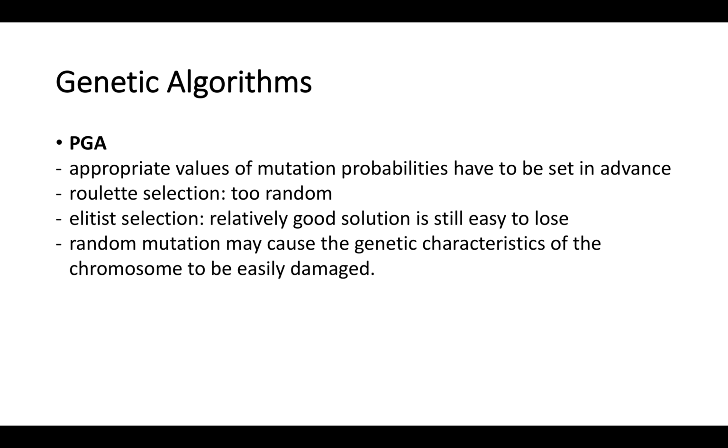However, this parthenogenetic algorithm has mutation probabilities, and appropriate values have to be set in advance, and it uses a roulette selection which is too random, and elitist selection can only prevent outstanding individuals from accidentally being eliminated in the process of replication. But still, relatively good solutions with high fitness value are easy to lose. Moreover, random mutation may cause the genetic characteristics of the chromosome to be easily damaged. Thus, invalid mutation gradually increases as the solution becomes more optimized.